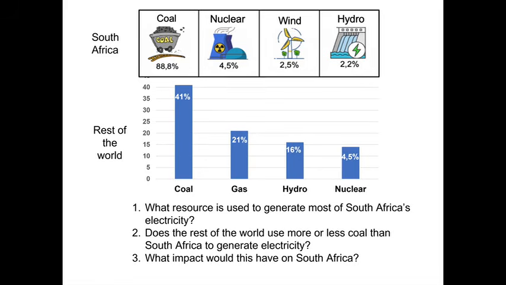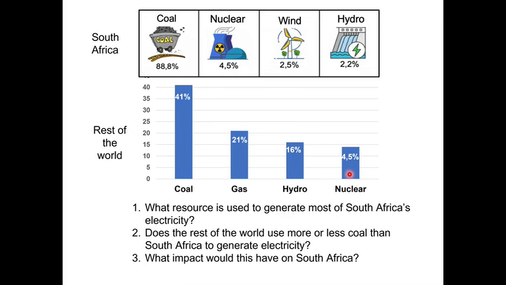Now here we've got one where I have shown you the type of conventional energy that South Africa has used in comparison with the rest of the world. Now, if we have a look at this, again, I don't dive into the questions first. I must have a look at the source. South Africa's coal was 88.8, nuclear 4.5, wind 2.5, hydro 2.2. The rest of the world, the coal was 41%. They also had gas. We haven't got gas there. 21%. Hydro, 16%, much higher than us. Nuclear, 4.5. And then they say, okay, but now I've got to compare the two.